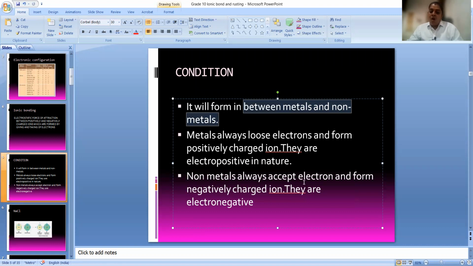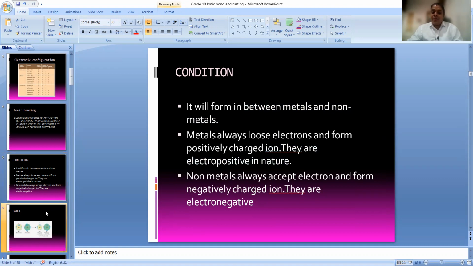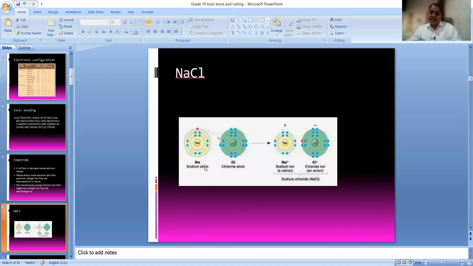But non-metal always accepts electrons, so they will be electronegative. They will be negatively charged. These are the things we have to remember before understanding ionic bonding. Now let us see one example of ionic bonding.